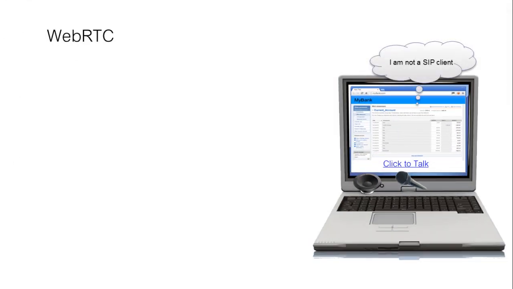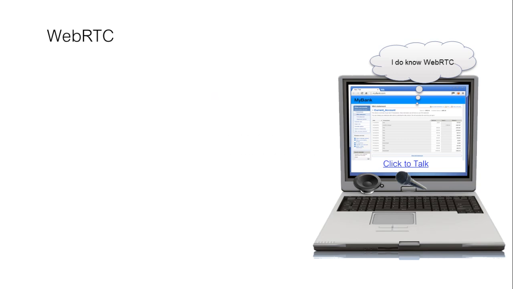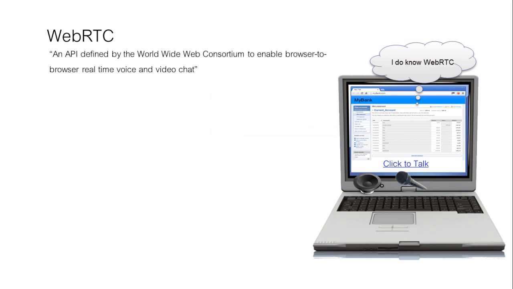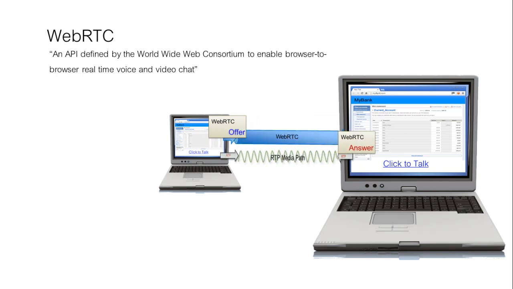Now, the browser is not a SIP client. It doesn't understand SIP, so doesn't inherently know how to send or receive a SIP invite or a 200 OK. But it does inherently understand WebRTC, an API defined by the World Wide Web Consortium to enable browser-to-browser real-time voice and video chat. Through API method calls, browser applications exchange WebRTC offers and answers to establish peer-to-peer media sessions, accessing the host's resources, the mic, speaker and camera, to capture, stream and play audio and video right there from the browser.